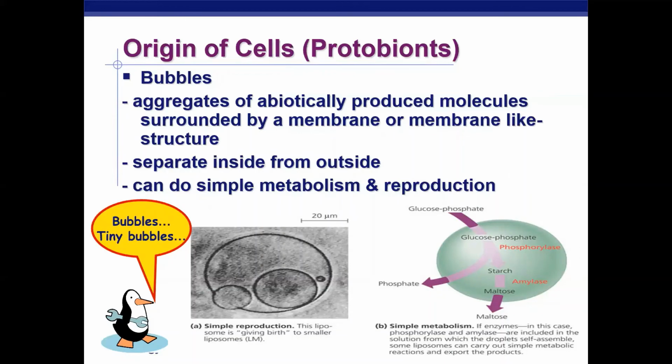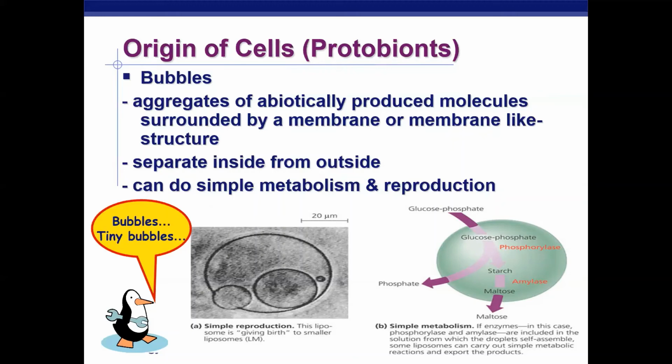And what's kind of cool about these protobionts, they could do simple metabolism and reproduction, where maybe a sugar comes in and they break it down to something and then it leaves as something else. And they could also split into new bubbles. So kind of a cool thing they were able to create when they started to mix some of these organic molecules and kind of leave them to be. After a while, these protobionts started to kind of form.